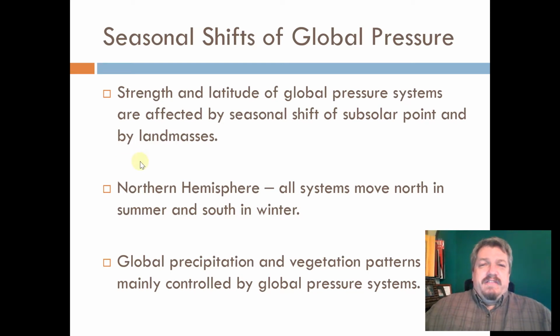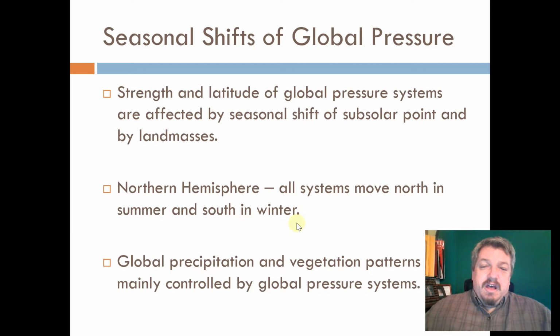So areas of high pressure, right? So high pressure needs warmth. So areas that get warm, like the ocean in the summer, have areas of lower pressure. Areas that are colder, like say the poles, have high pressure. And so these drive these global pressure systems north and south. So in the northern hemisphere, all systems move north in the summer and south in the winter, right?